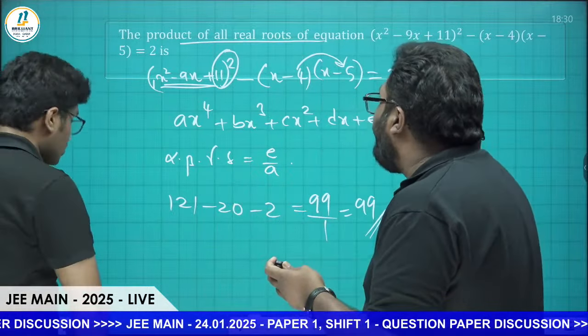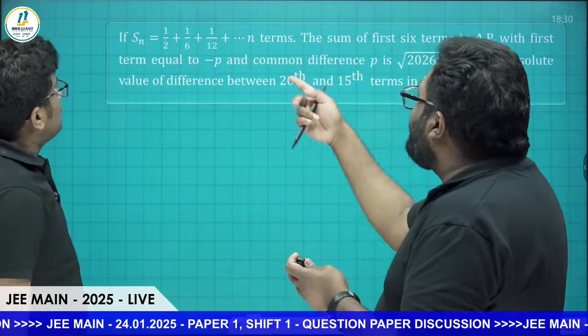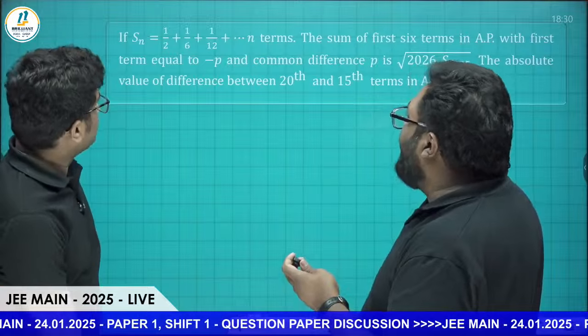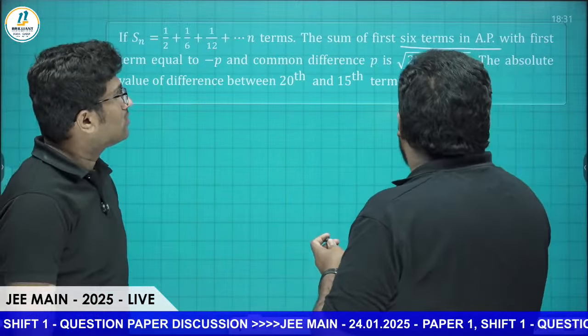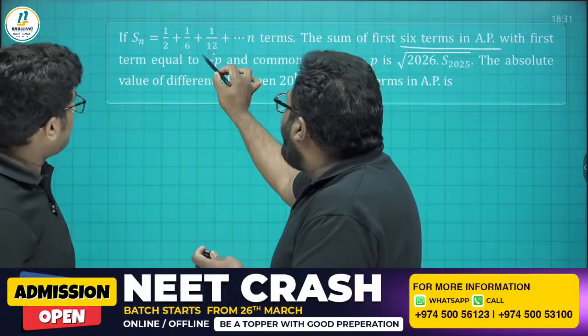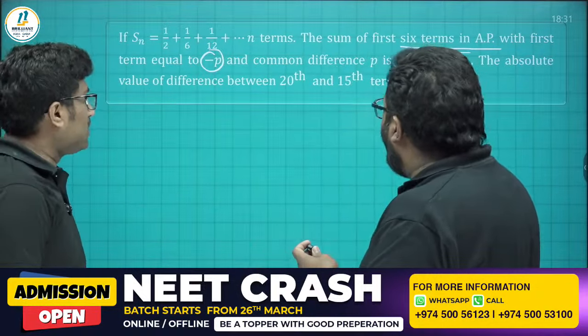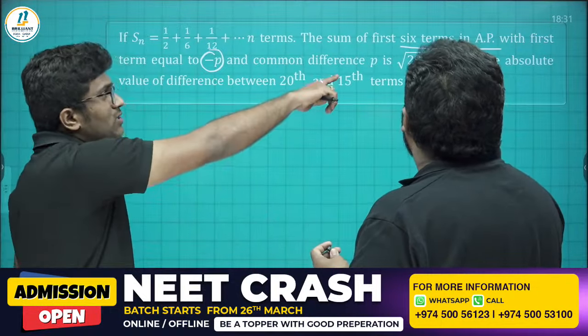So next question. Sn is equal to 1 by 2 plus 1 by 6 plus 1 by 12 plus etc. up to n terms. The first 6 terms are in AP. The sum of the first 6 terms you have to find, in AP it is equal to minus P and common difference P is given, S2025.